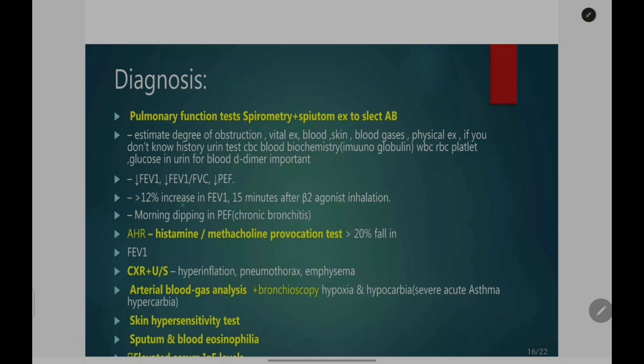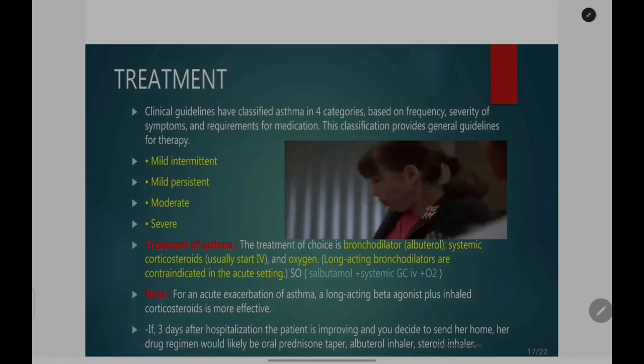Increase of 12% in FEV1 15 minutes after beta 2 agonist inhalation. Morning dipping in PEF. AHR: histamine or methacholine provocation test. Arterial blood gas analysis plus bronchoscopy: hypoxia and hypocarbia. Skin hypersensitivity test, sputum and blood eosinophilia.